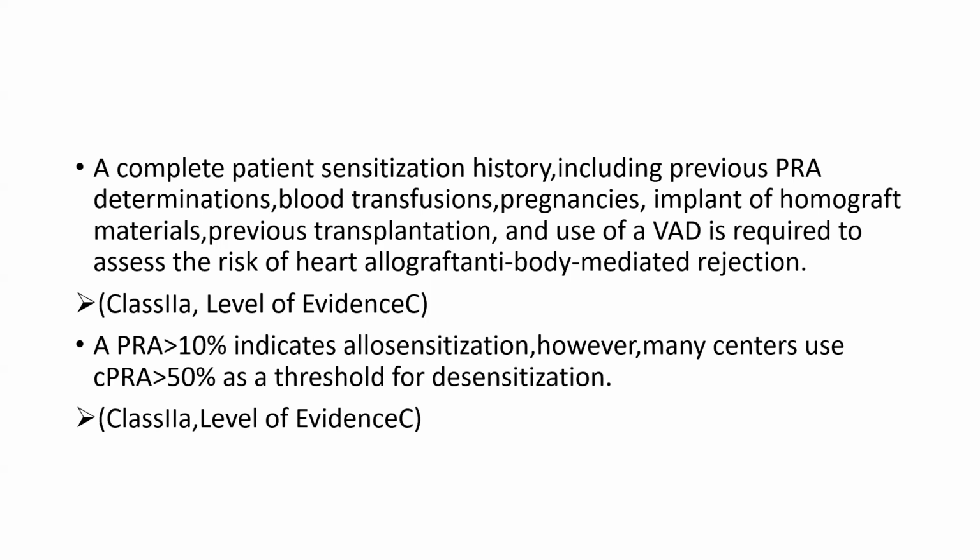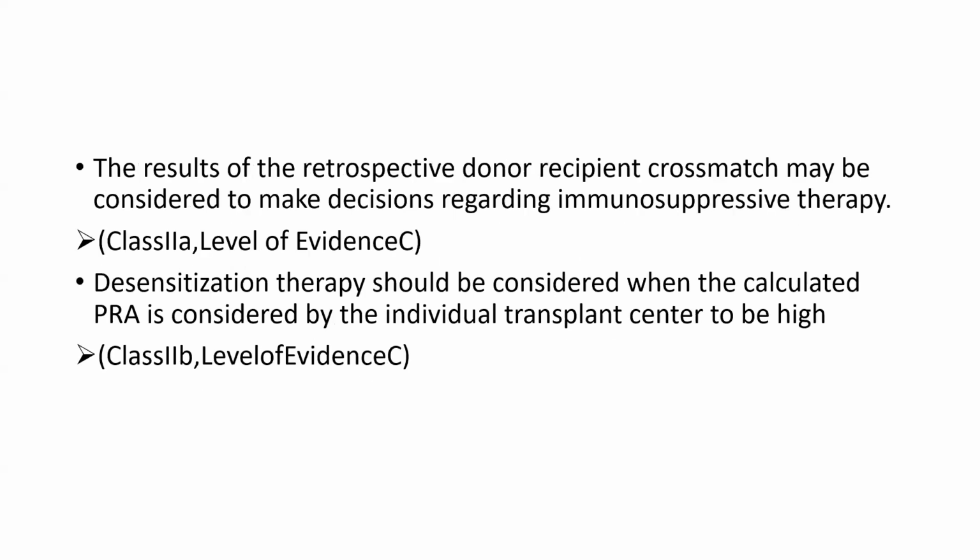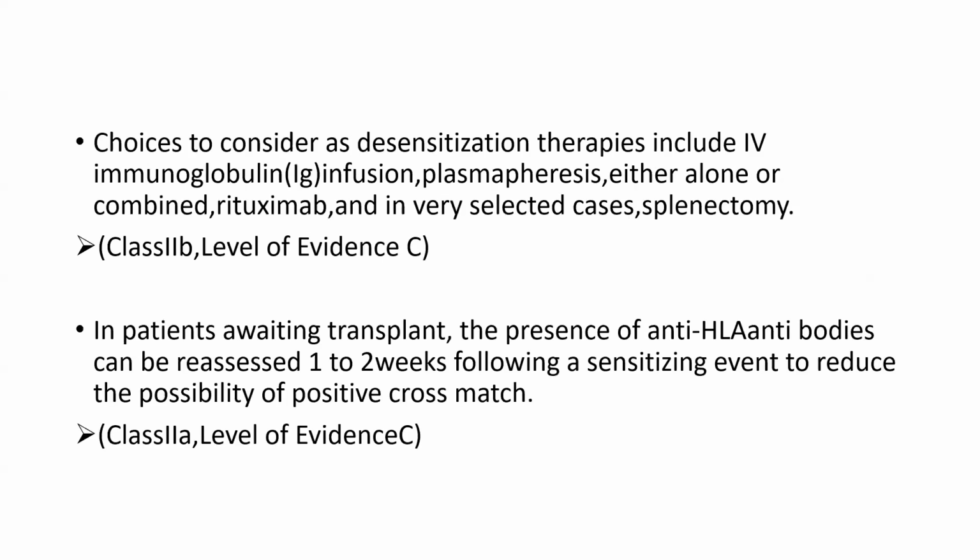PRA more than 10% indicates allosensitization, however, many centers use PRA more than 50% as a threshold for desensitization. The result of retrospective donor-recipient cross-match may be considered to make decisions regarding immunosuppressive therapy. Desensitization therapy should be considered when calculated PRA is considered by the individual transplant center to be high. The choices to consider as desensitization therapy include IV immunoglobulin infusion, plasmapheresis, either alone or combined, rituximab, and in very selected cases, splenectomy.